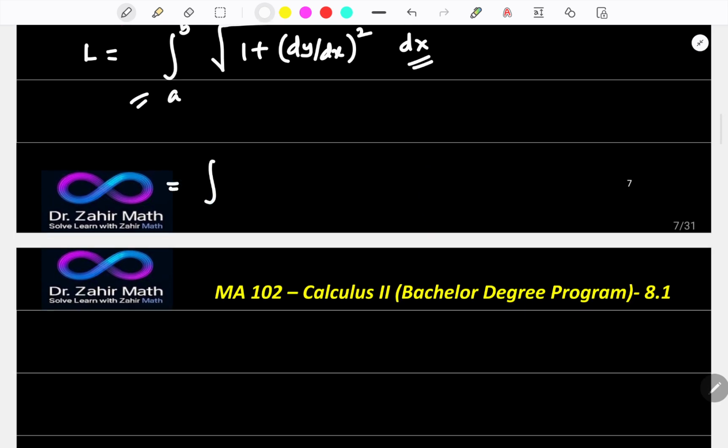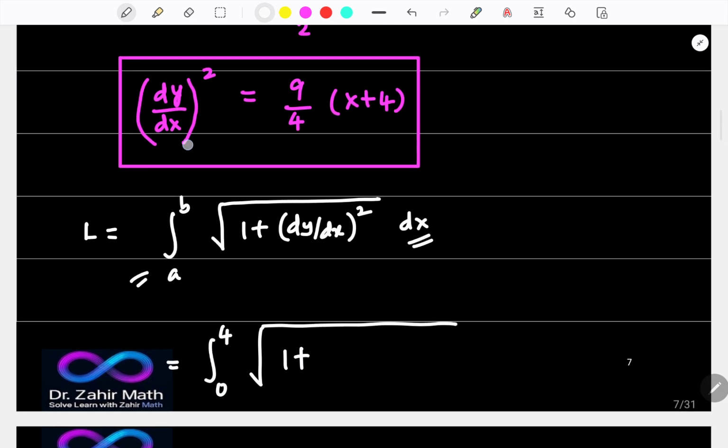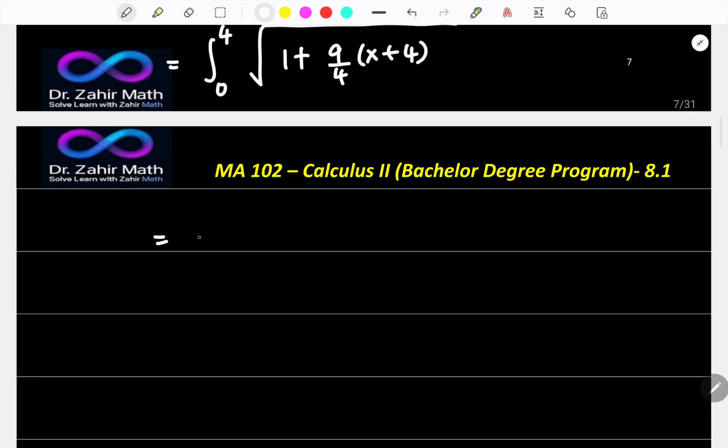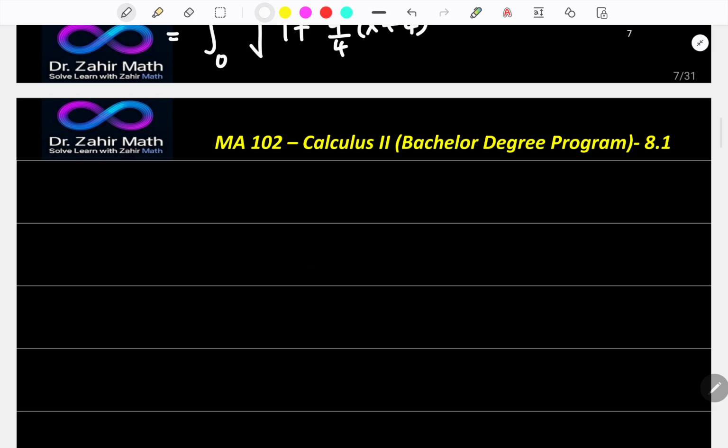So this equals the integral, the limits I already told you, which is 0 to 4, right? So square root of 1 plus, carefully do it. Already we have finished (dy/dx) the whole squared, which is 9/4 times (x + 4). So 9/4 times (x + 4), right? So this equals the integral 0 to 4.